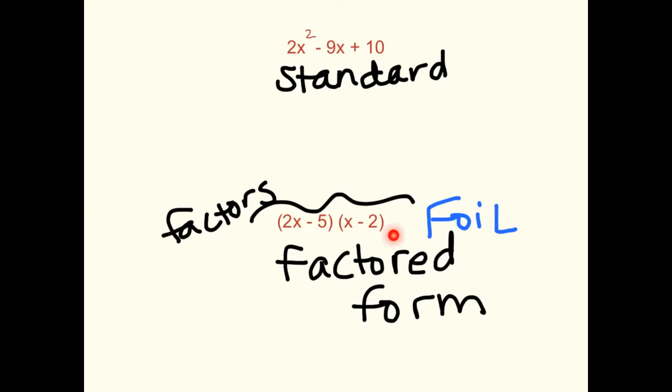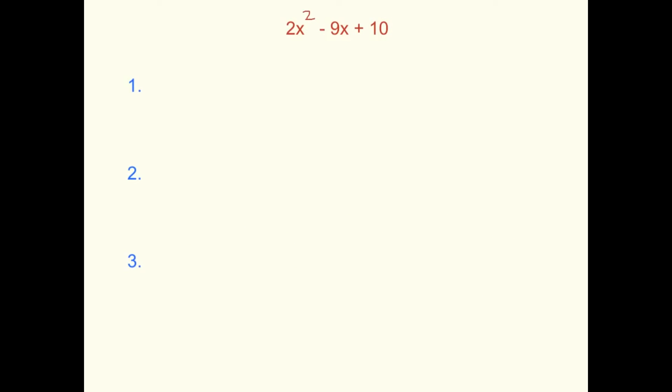Instead of taking two binomials, FOILing them, and getting this, now we're going to take our quadratic standard form and then factor it and get back to here. Now there are multiple ways to factor a quadratic equation. We're going to learn this way together in class. If after you do it you prefer a different way, we can talk about those too.